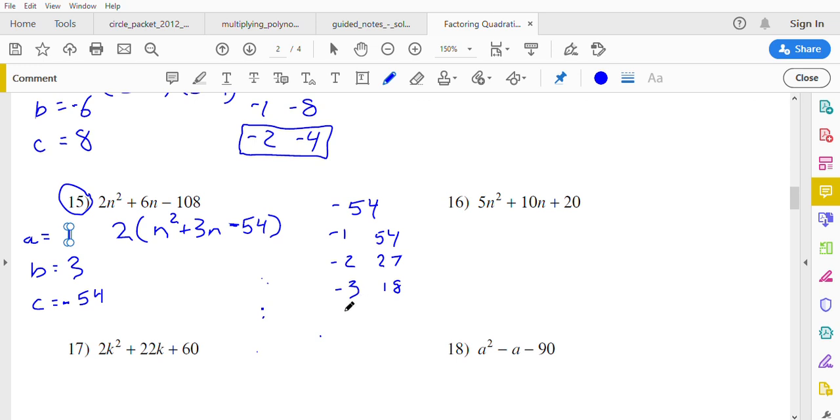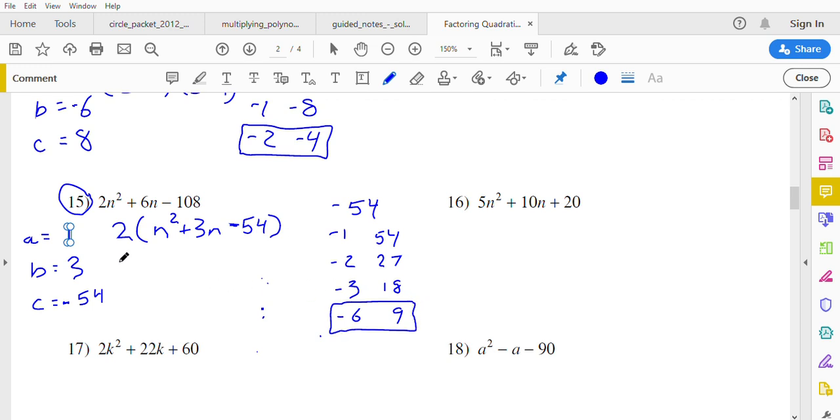4. Does 4 go into 54? No, it does not. 5 does not go in, I believe. Does 6 go in? Yes. And negative 6 is going to go in 9 times. Yes. Okay. And that's going to be our factors right there. So these two numbers multiply to make negative 54 and add up to 3.